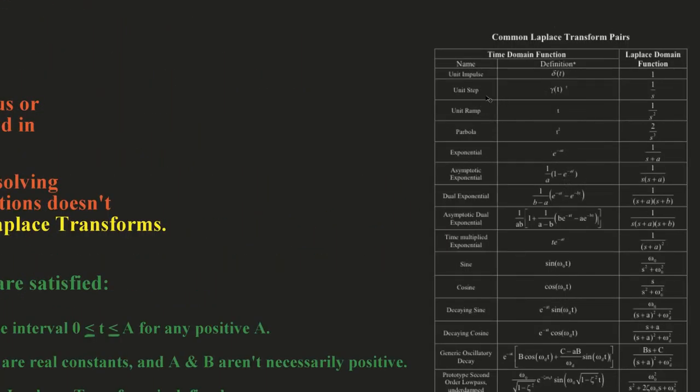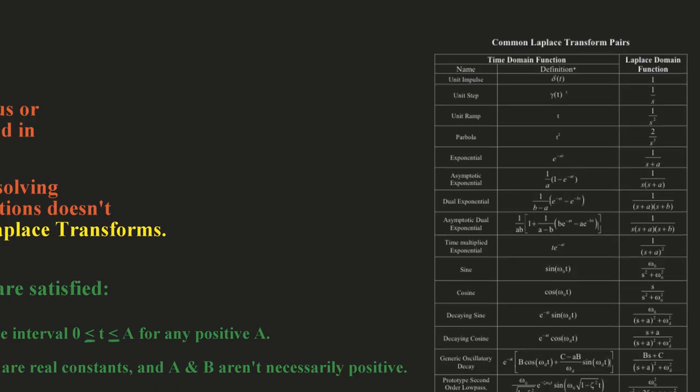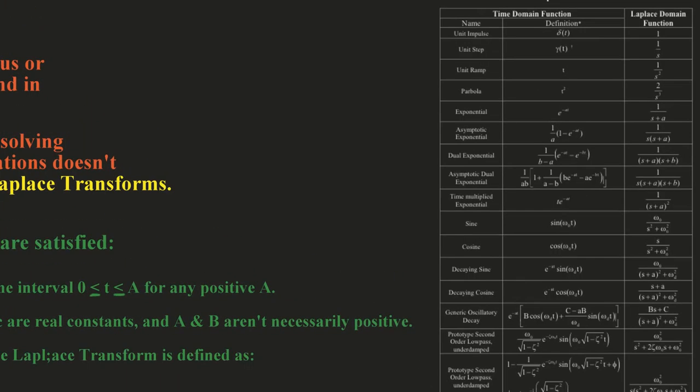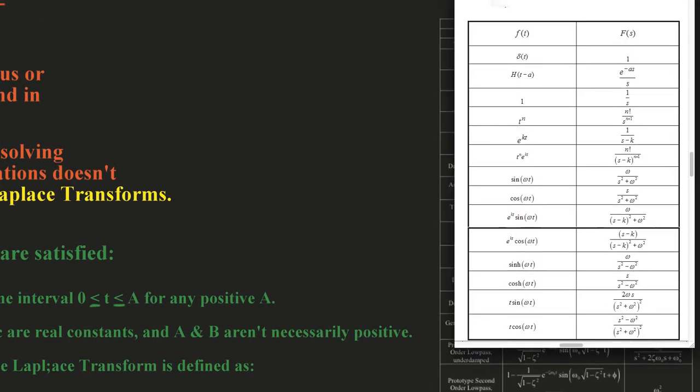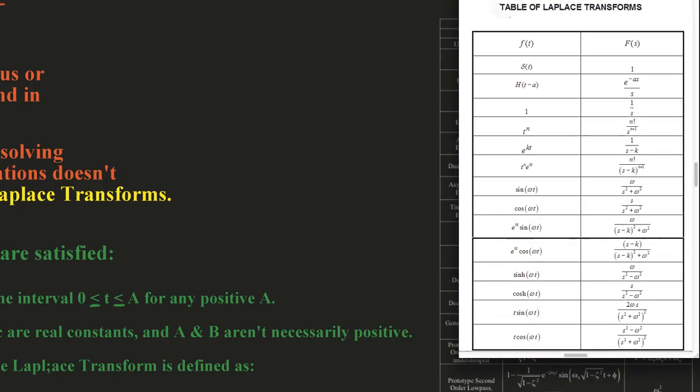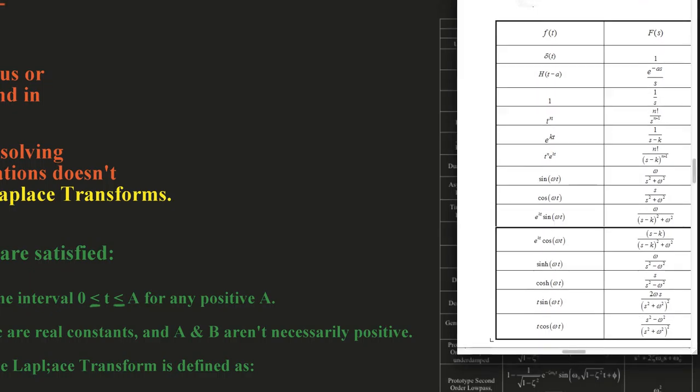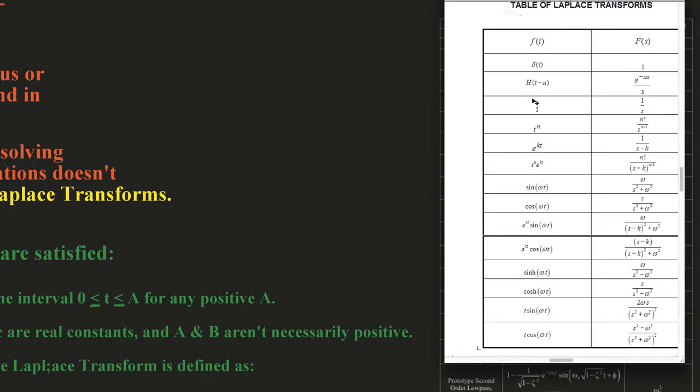Okay, so it's got the basic functions here, or this more simple one here, a table of Laplace transforms. This is probably something like what you have in your book. So you can see that you can go from a t to some power directly to the Laplace transform.